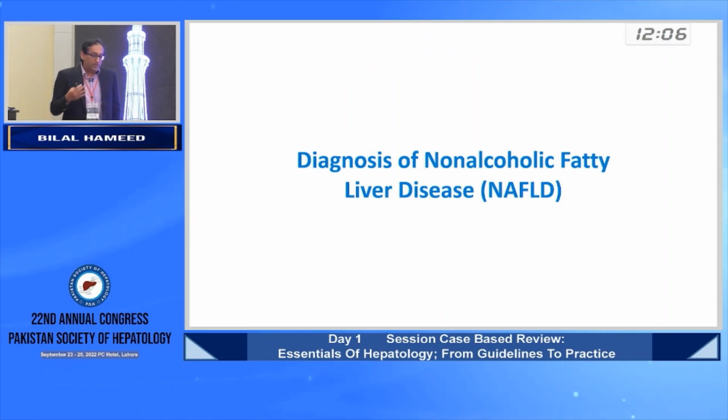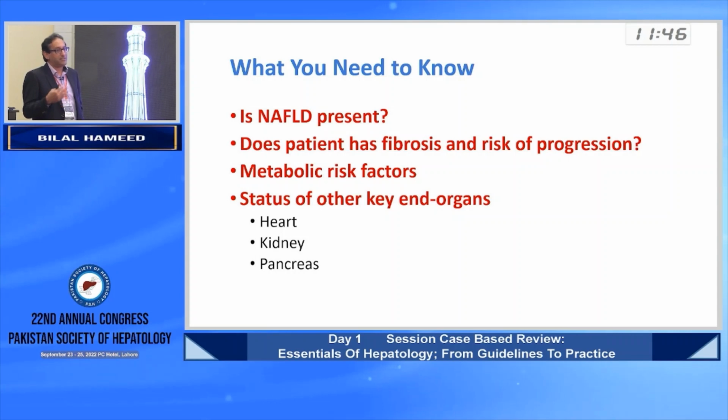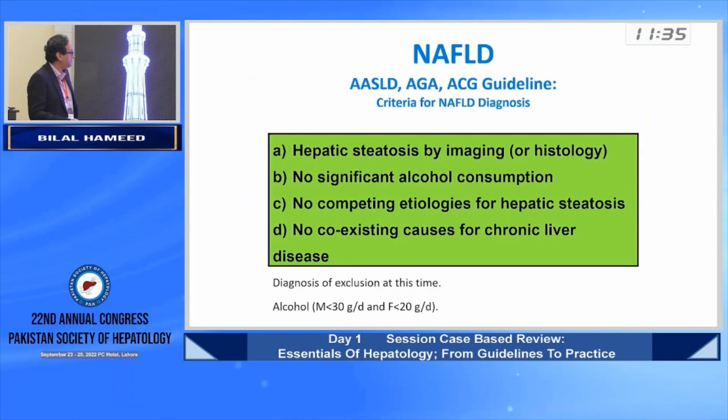So let's talk about the diagnosis, what we have available. What things do we need to know? Is fatty liver present? Does my patient have advanced fibrosis? And also never forget about the other key organs. In my next talk, when we talk about the holistic approach to fatty liver disease, I will discuss more about these end organs. But when we see a patient, we need to talk about what their heart is doing, what their kidneys and pancreas are doing, and their diabetes risk, and we need to address these at the same time.